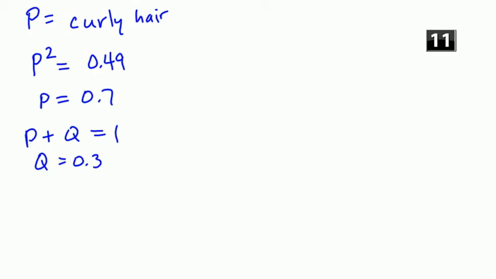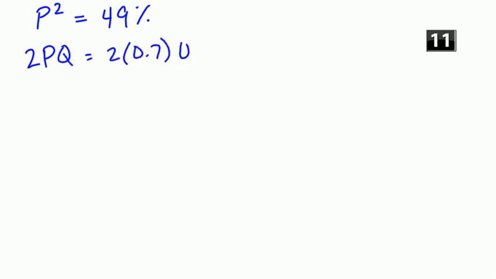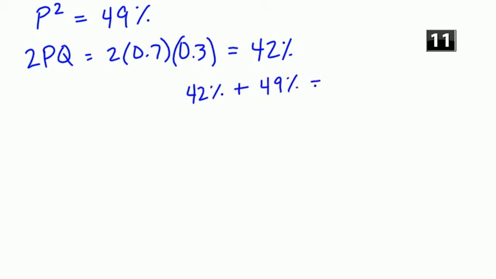Now Q is our recessive straight hair allele. So the frequency of the straight hair allele in this example is 0.3. So the question is asking for the percentage of the population that has curly hair. That's a question about phenotype. Now there are two ways to figure this out. One way is to say all your P homozygotes are going to have curly hair, and that's 49%. And then you need to figure out how many heterozygotes there are. So you take 2 times 0.7 times 0.3, and that's going to get you 0.42. So 42% of the population is heterozygotes. And then since this is a dominant trait, all of those 42% are also going to have curly hair. So you add 42% heterozygotes to 49% homozygotes for the curly gene, and the answer is that 91% of the population has phenotypically curly hair.